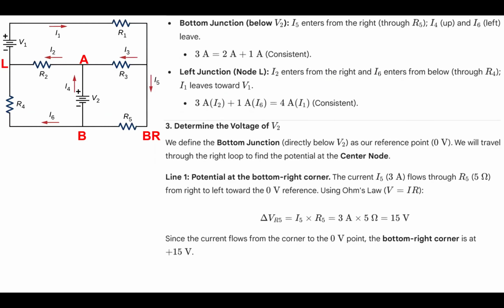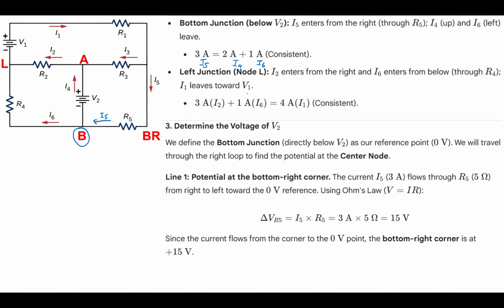And then what we try to do is, as we had done before, we're going to set the bottom junction below V2 here, B. I5 enters, and I4 and I6 are leaving. Okay, so I5, I4, and I6. So it is also consistent.